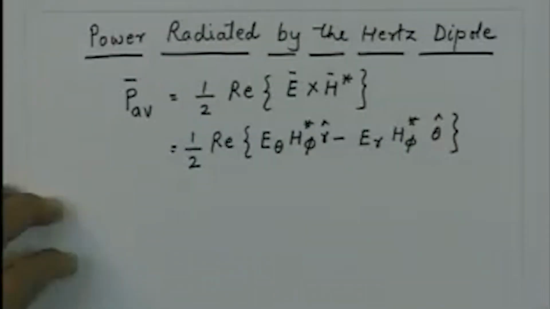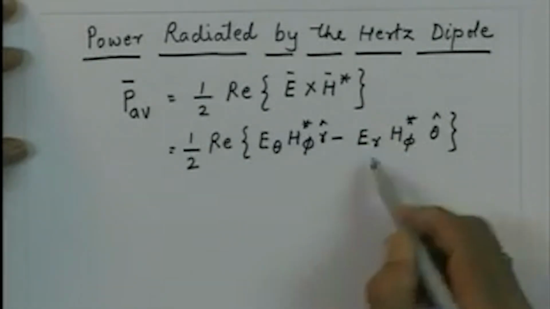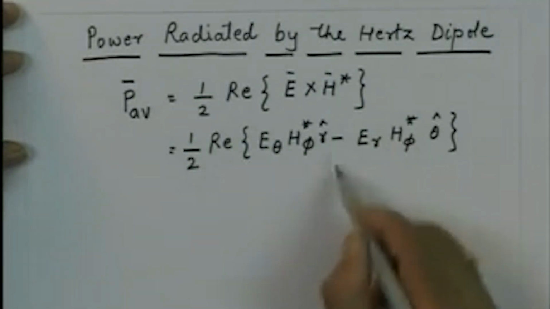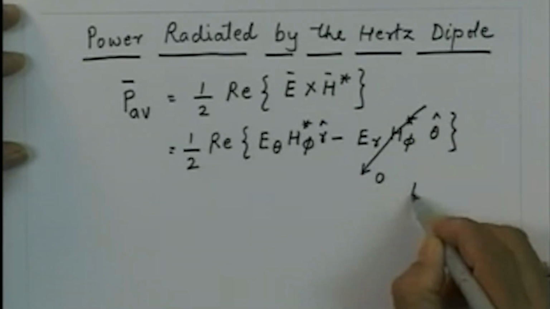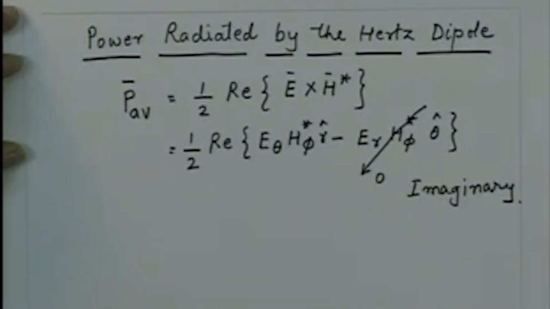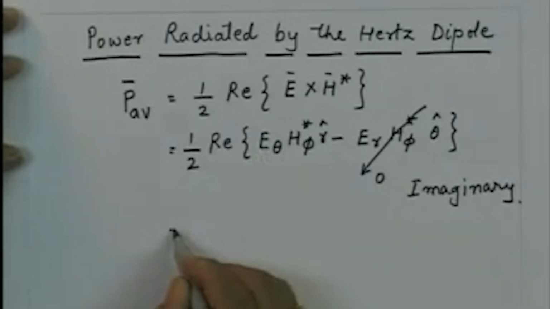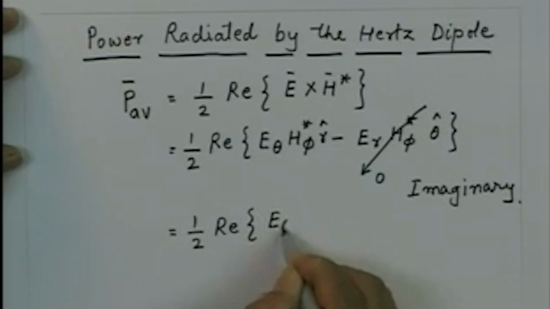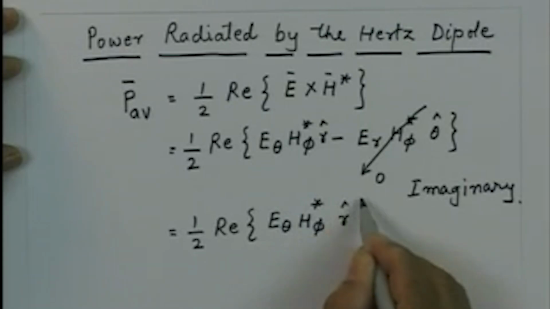So, this quantity E r H phi, when I calculate, this does not have any real component because there is a phase difference of 90 degrees between these two components. So, real part contribution from this term is 0. So, this essentially is 0, this is purely imaginary. So, the real part essentially would be given by this term. So, that is half real part of E theta H phi conjugate r.